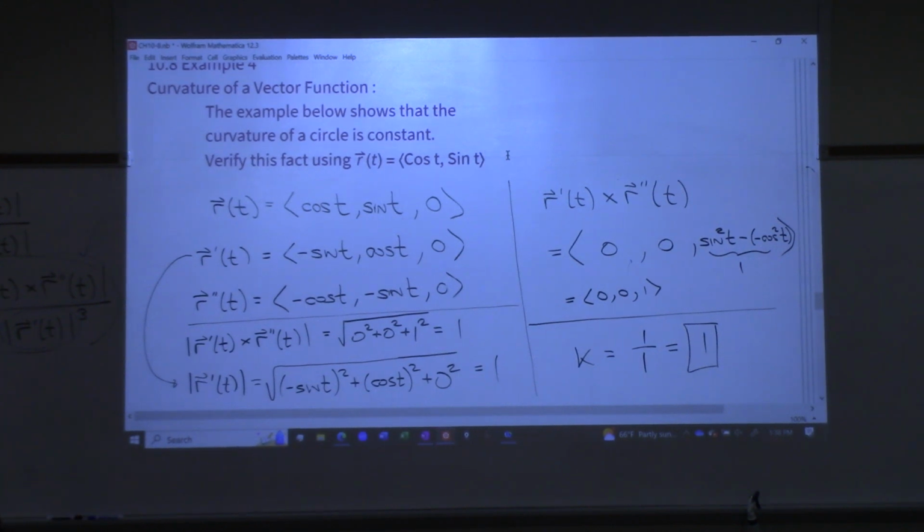Yeah? Yes? For it to be constant, we just need that to come out to a constant. Yeah, it needs to be a number, right? Instead of something that has a variable appear in it, like the next example.